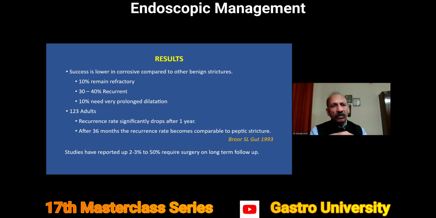He has shown on a more than 3 year follow-up that the recurrence rate significantly drops only after 1 year of weekly to 2 weekly dilatations. And it is after 36 months that the recurrence rate becomes comparable to peptic strictures. The studies, of course, have reported very varying numbers of surgeries that the patients actually land up with, from 2 to 3% to even up to 50% on long-term follow-up.